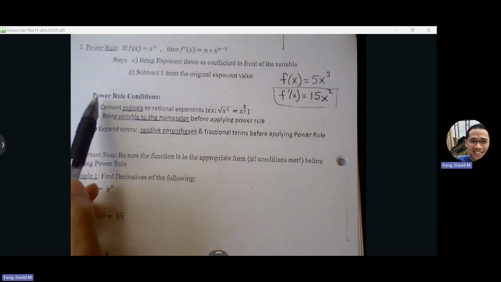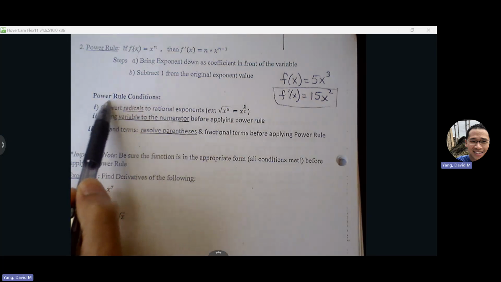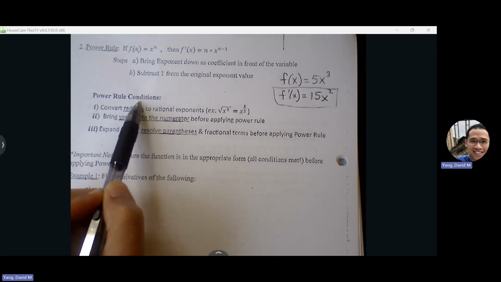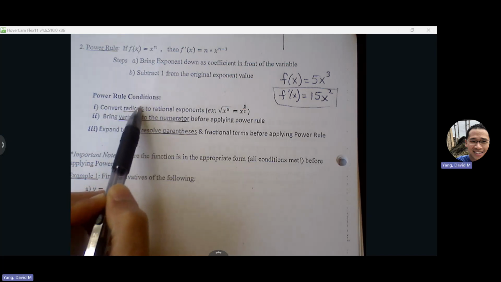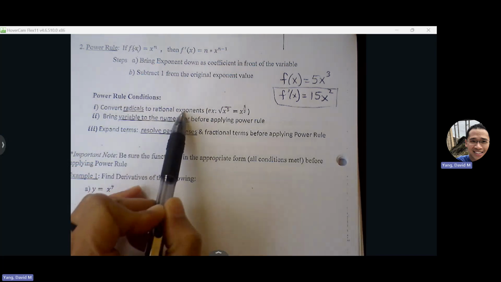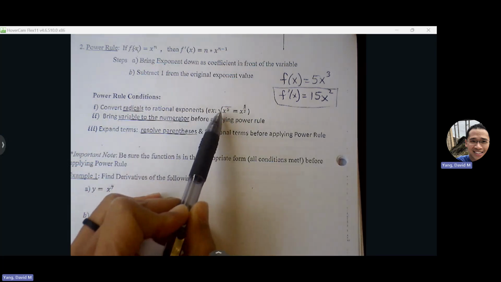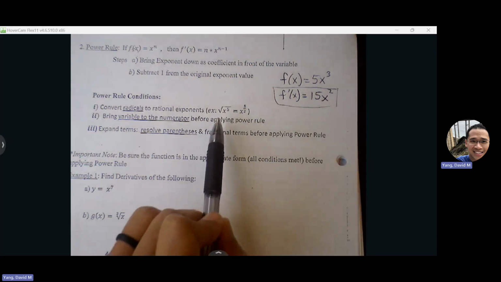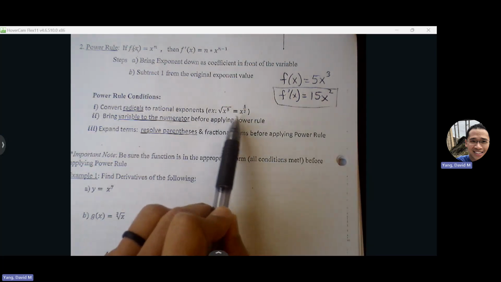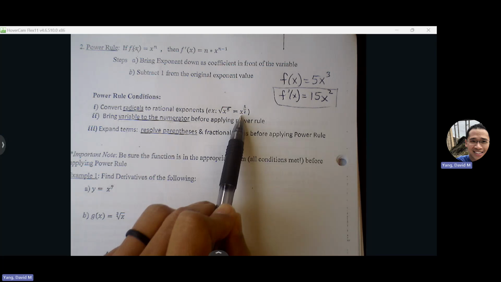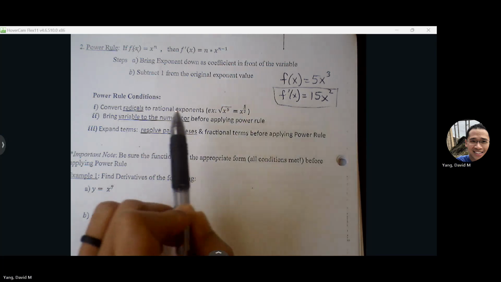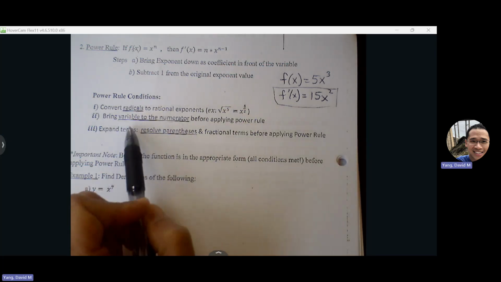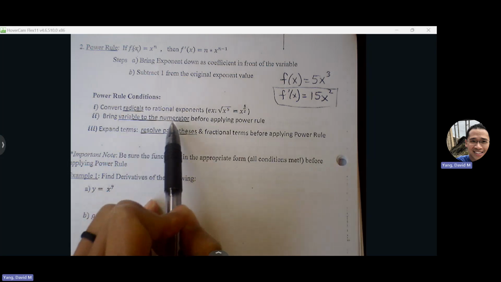Having said that, we do have quite a few conditions that need to be in place before we can do power rule. Okay. So the first is if you see radicals, convert them to rational exponents. It's easier to know what to bring down and subtract 1 from if we have that as a numeric value. So for instance, if you see square root of x to the 5th, you want to rewrite it as x to the 5/2.